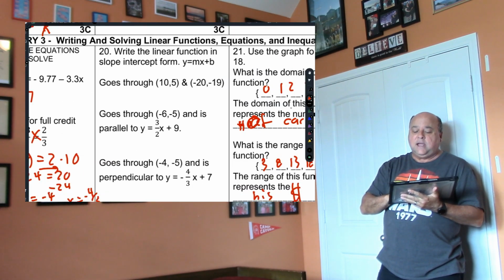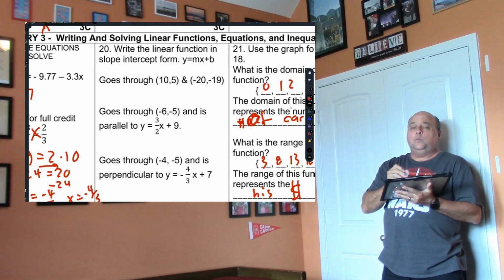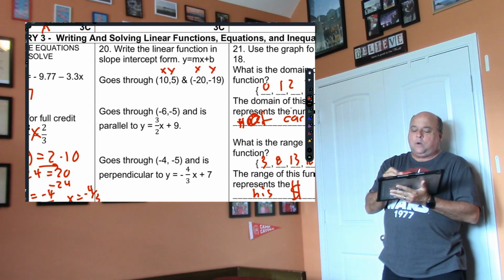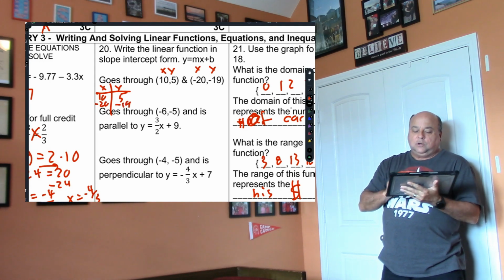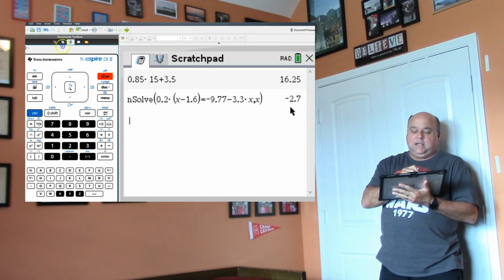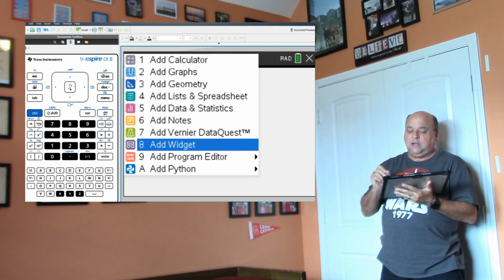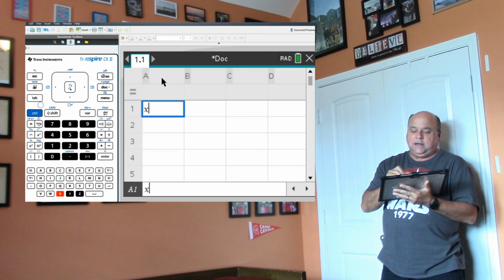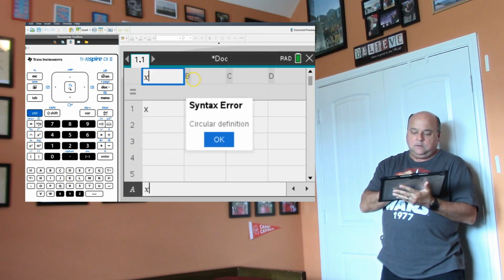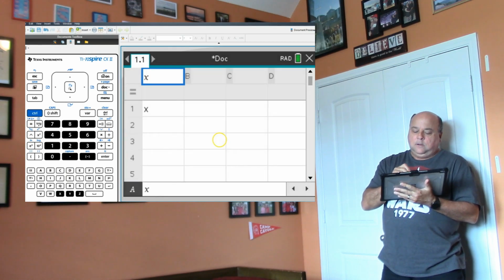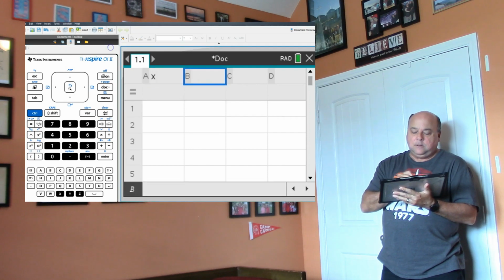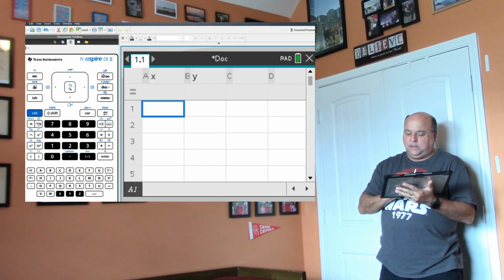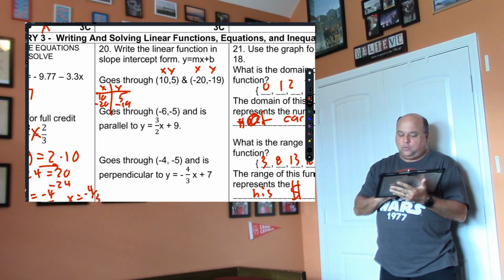Let's go to number 20. On this one right here, we need to do a regression. We have XY, XY. So I'm going to make a T-chart, and I'm going to put this straight into the calculator. So let's go to the calculator. I'm going to hit home. I want new. I'm not going to save anything. I want a spreadsheet. I'm going to put X and Y in at the top. Got to delete the X down here. It won't work. Now I can put my X in, Y in. And now then I need my points. So my points are 10, 5, and negative 20, 19.